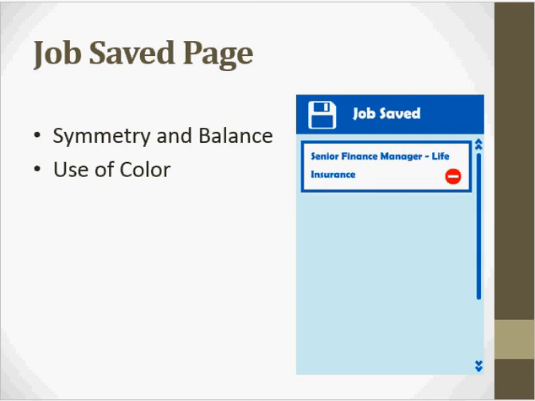In this page, we also use symmetry and balance. The Job Saved page provides symmetry and balance through the use of blank space. A rectangular column contains one job saved. It lets users easily identify the job they saved. For the use of color of the icon, red is used for the delete icon to represent negative.